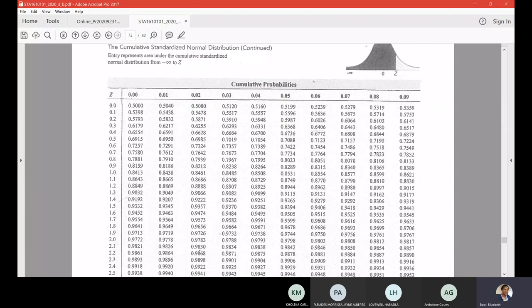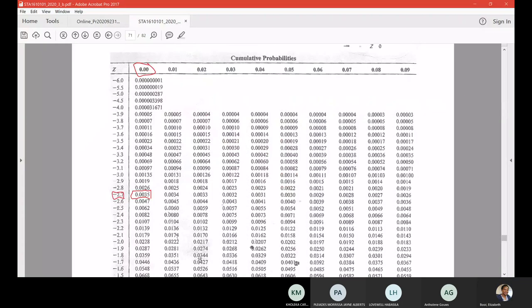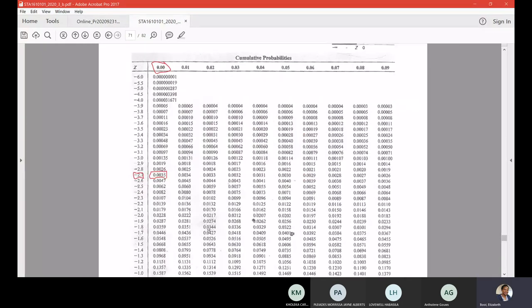We look inside the table on the negative side of the table, not the positive, but the negative side. Inside the table, we look for 0.0250 inside the table. And we go get the critical value, which are your Z values. And those are your critical values, 1.96.